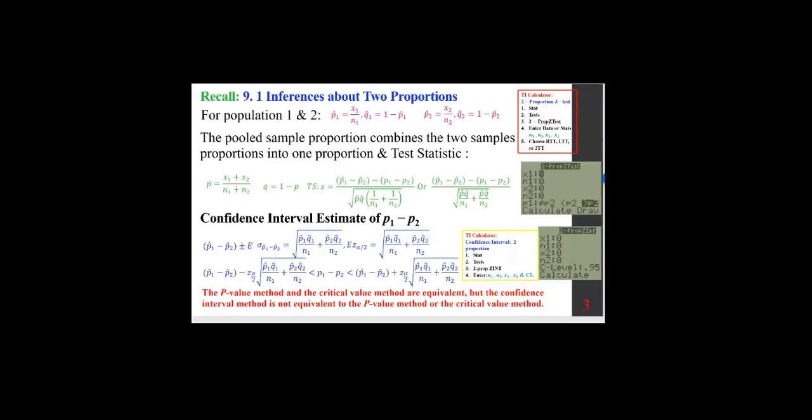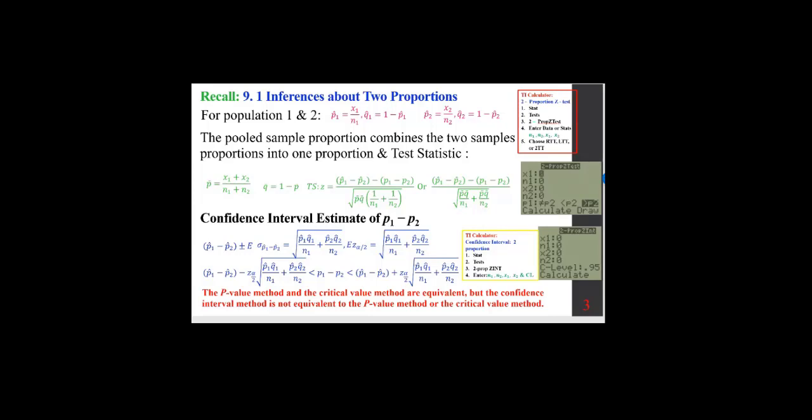All right, again, a quick review of the previous chapter, when we dealt with inferences about two samples. One of them was proportion. In the case of a proportion, we calculate p bar, x1 plus x2 divided by n1 plus n2. And the test statistic is based on that: p1 hat minus p2 hat over the square root of p bar q bar over n1 plus p bar q bar over n sub 2. And we do the test of hypothesis, and we do the confidence interval with that.